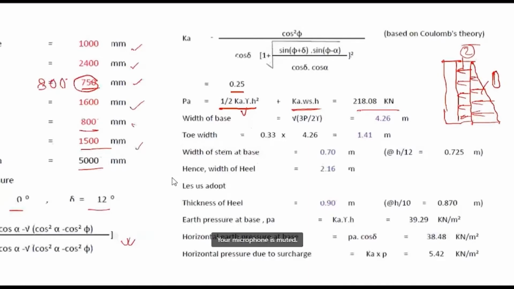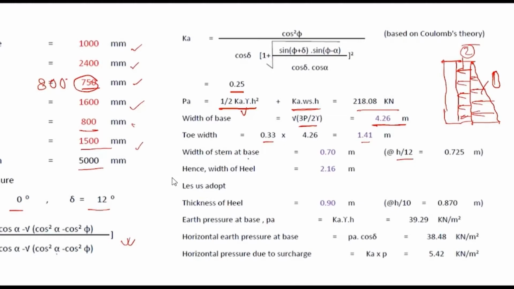From this we can calculate the tentative dimensions of our retaining wall. The width of base will be equal to 2P over 3P over 2 gamma for tentative width. So total width you can take around 4.26 meter. We have taken 5000. Toe width will be equal to 33% of this. We will keep the width of heel slightly more than toe width. Width of stem at base is approximately equal to H by 12, where H is the wall height.